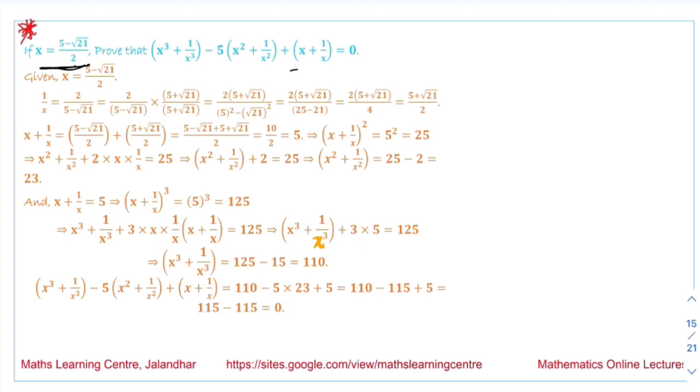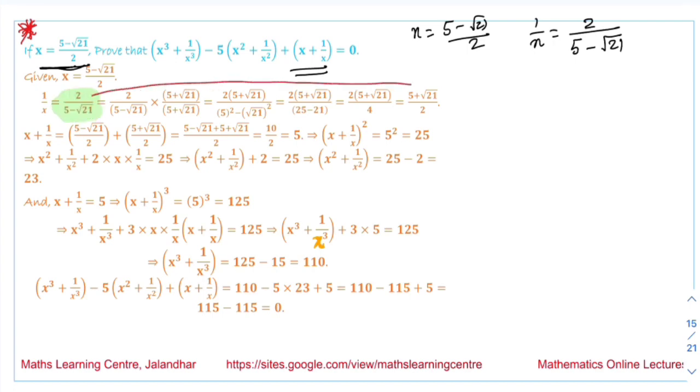One thing is clear to you, if you have to calculate x plus 1 by x, what you have to calculate? X is 5 minus root 21 by 2. When you calculate 1 by x, it is 2 by 5 minus root 21. You rationalize this term, and you get the answer in the form of 5 plus root 21 by 2. This is the value of 1 by x. So you can just add these values, x plus 1 by x, and you will get this last term.